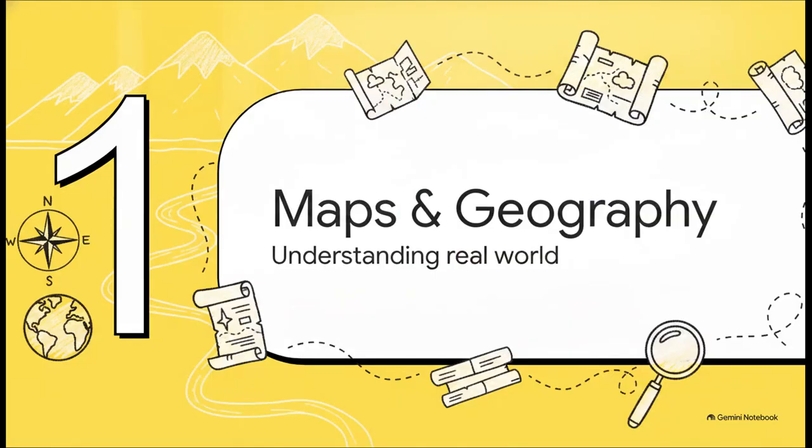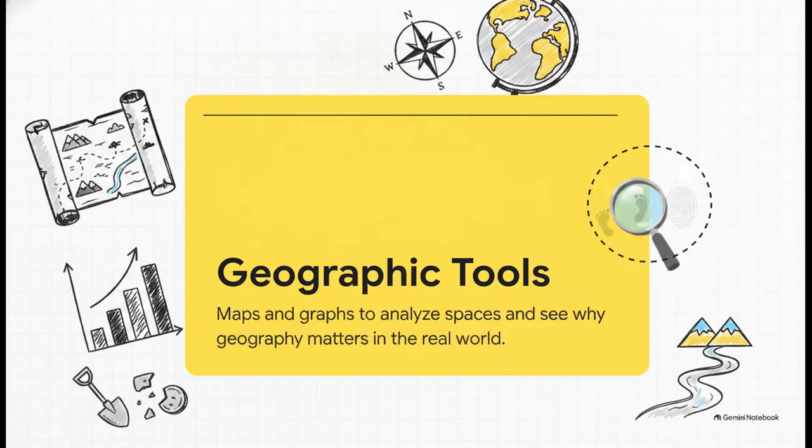Starting with Section 1, Maps and Geographic Tools. This is all about understanding the real world. Usually, we just think of maps as that app on our phones that gets us from point A to point B, right? But in history, we actually need to think of geographic tools, like maps and graphs, as the literal crime scene where historical events took place.